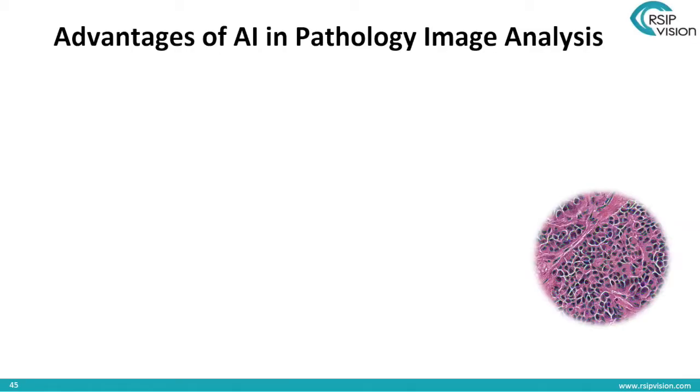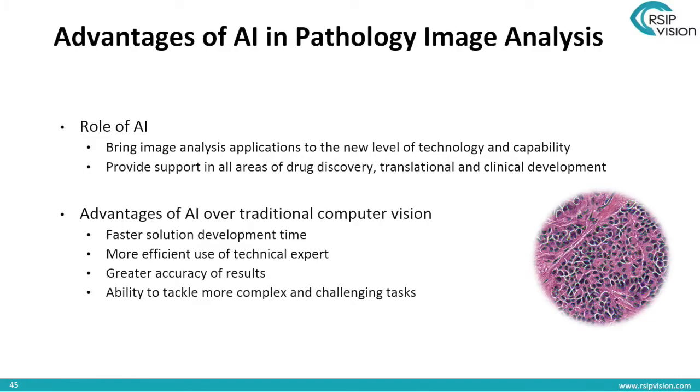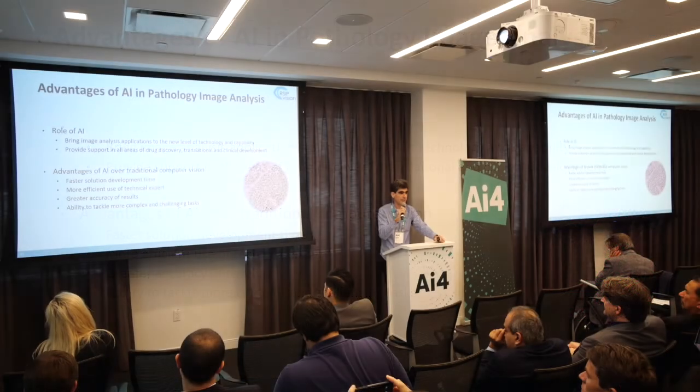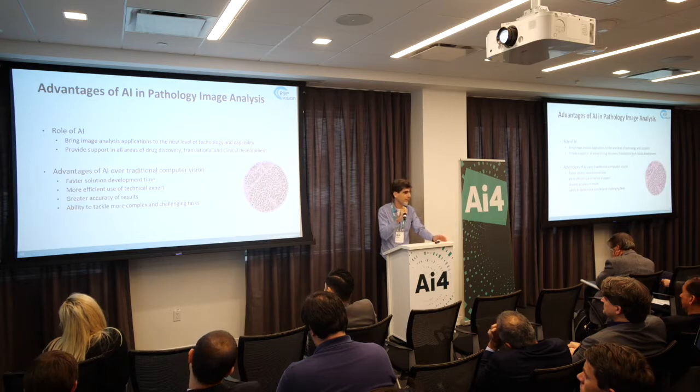Okay, conclusion. So I guess you got the message. The role of AI is to bring image analysis applications. We know all this. The solution development time is much faster. It's much more efficient. It's more accurate, and it's able to tackle more complex and challenging tasks that really weren't possible in the past. Which is, I guess, why we're all here.